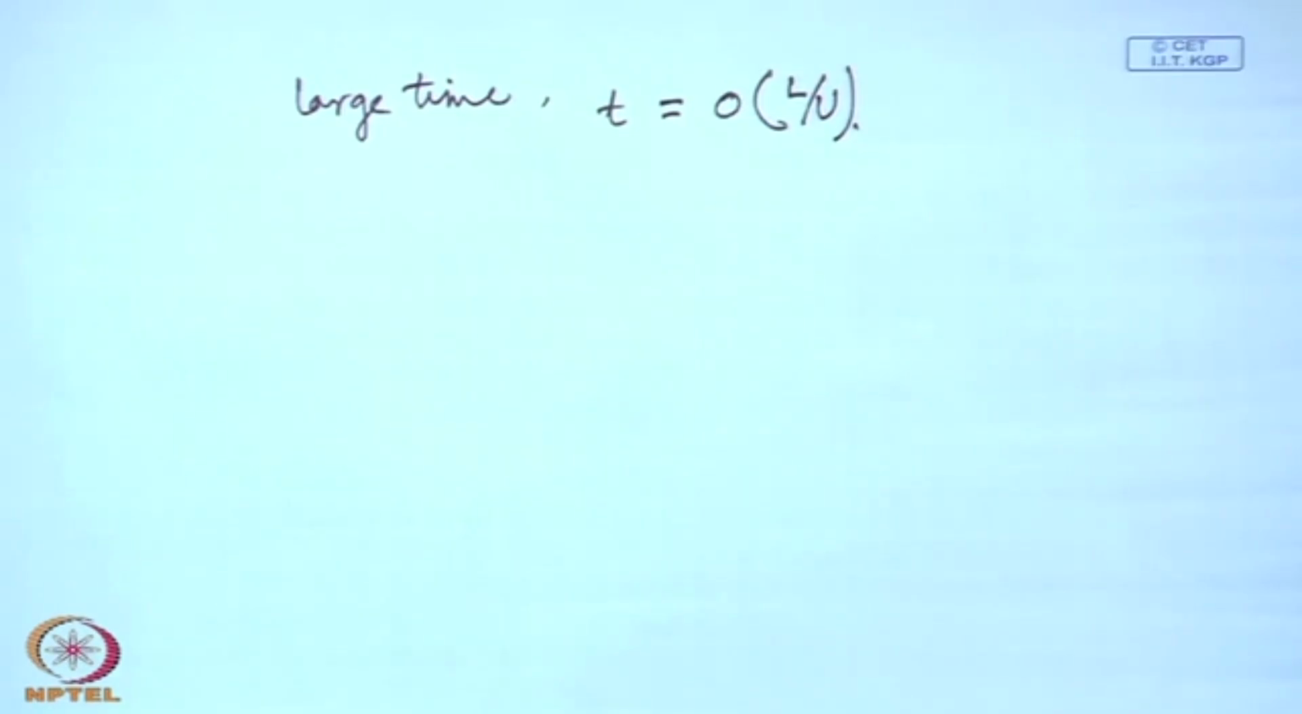So, if you consider the spreading, how much will be the spread at large time? Square root of nu t is the distance to which the vorticity spreads after time t. So, when t approaches infinity, that is of this order, then the spreading by viscous action is square root of nu L by U.